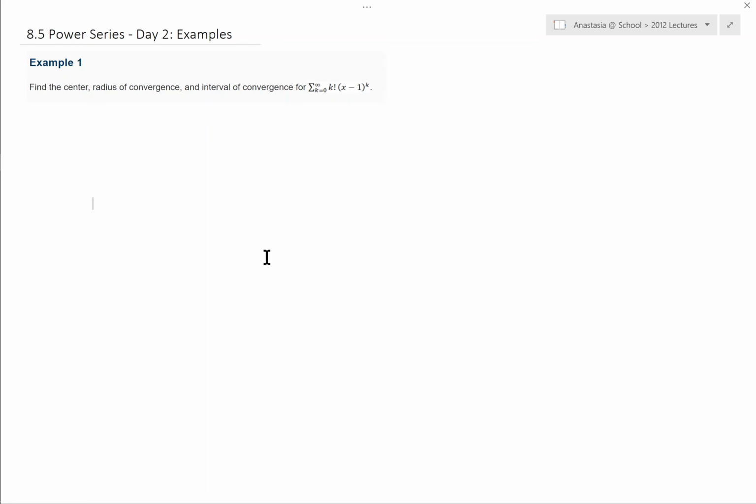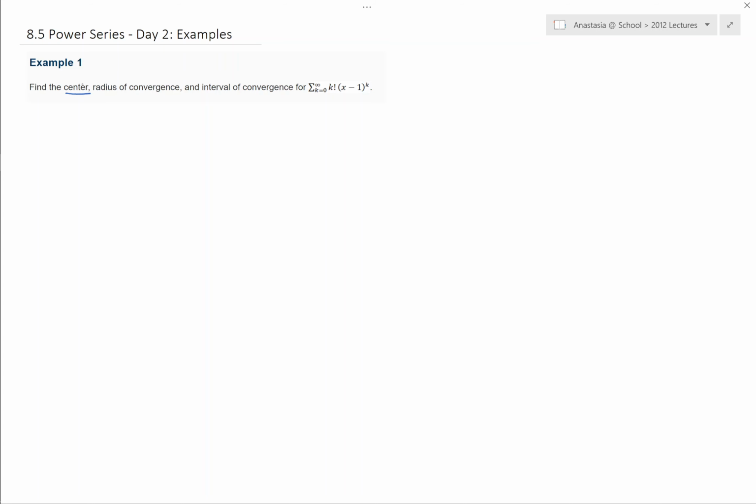Hello, in this video we are talking about section 8.5 on power series. Specifically in day 2, we're working through some examples. So example 1 says to find the center, radius of convergence, and interval of convergence for the sum from k equals 0 to infinity of k factorial times (x minus 1) to the k.